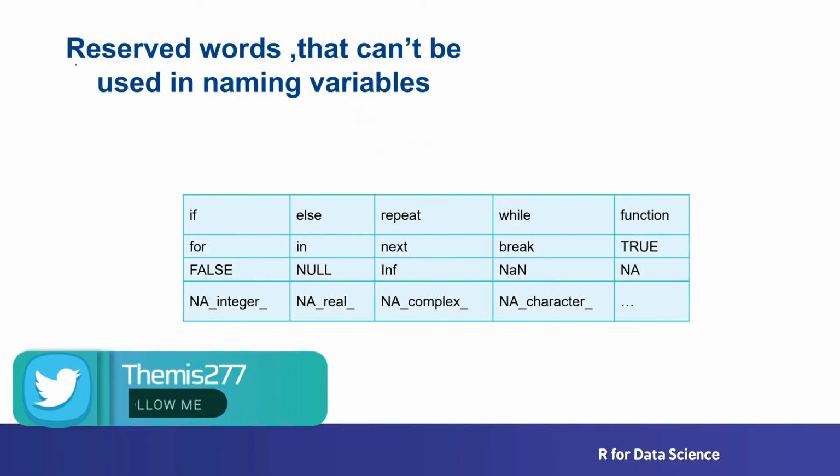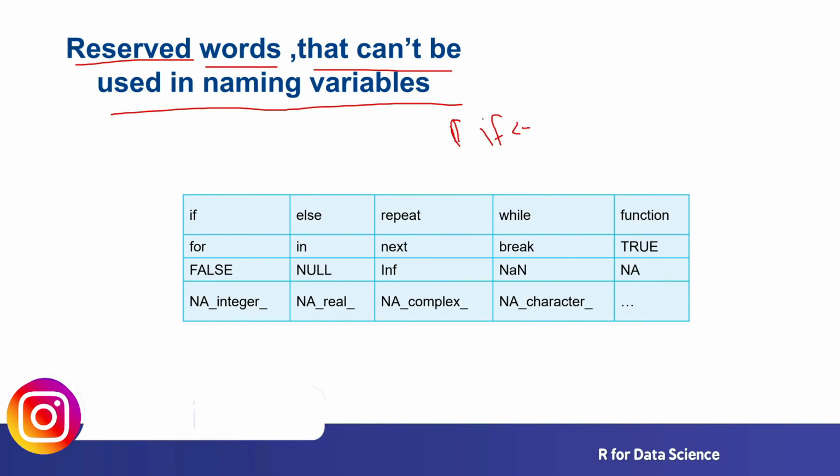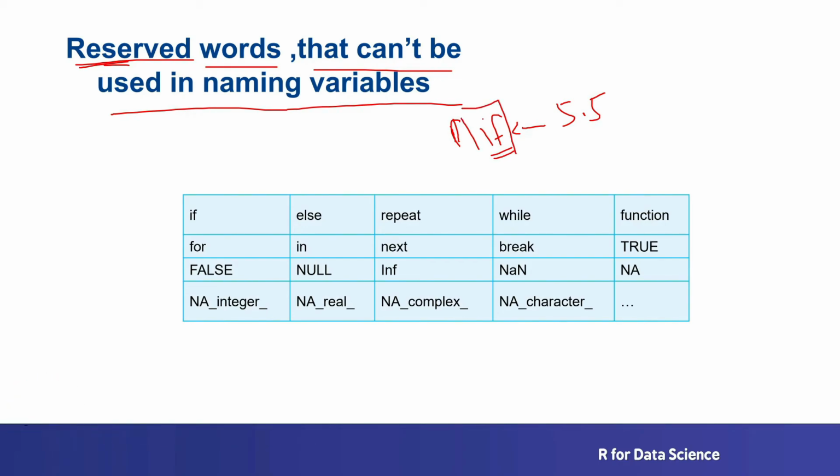And then we have some reserved words that cannot be used in naming variables. You cannot do this: if <- 5.5 doesn't work, because if is a reserved word inside R. It cannot be used as a variable. Same thing for else, repeat, while, function, TRUE, NA, NaN, Inf, all these. Okay, you don't have to memorize it. You'll have the video. You can see it.